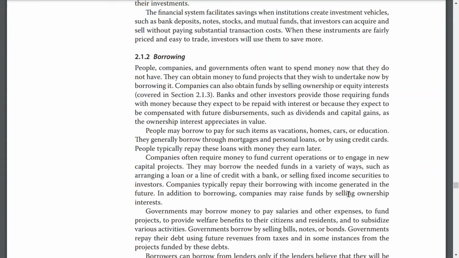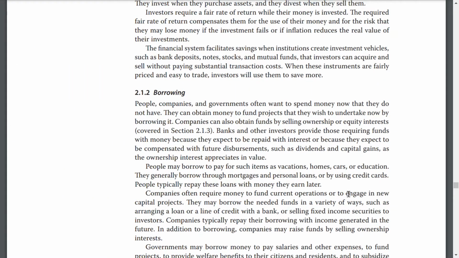Borrowing. People, companies, and governments often want to spend money now that they do not have. They can obtain money to fund projects that they wish to undertake now by borrowing it. Companies can also obtain funds by selling ownership or equity interest. Banks and other investors provide these funds because they expect to be repaid with interest, or because they expect to be compensated with further disbursements, such as dividends or capital gains, as ownership interest appreciates in value.